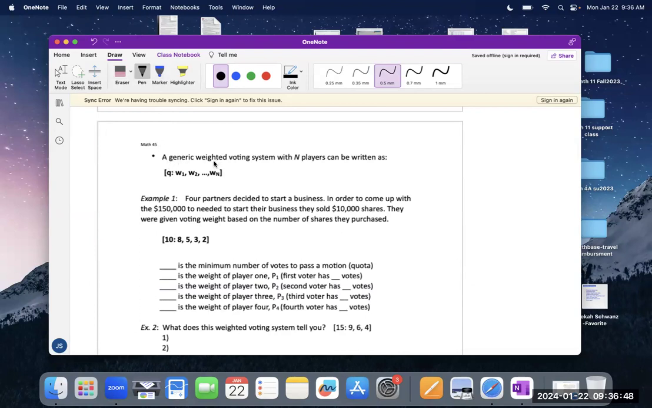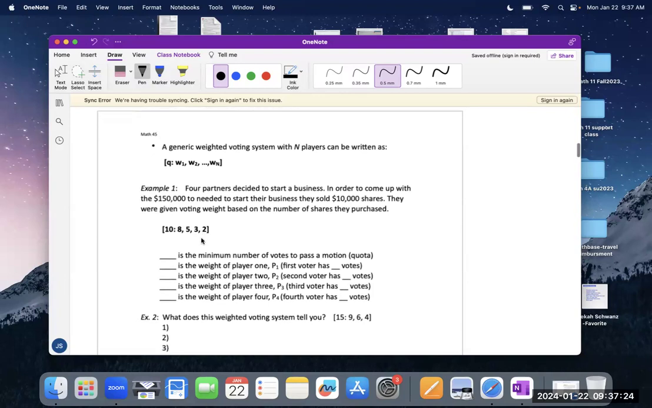A generic weighted voting system with n players can be written like this. This is the notation they like to use. They use square brackets, and the first number in the square brackets is the Q, the quota. Then they use two little dots, and then they list out the weights of each player. So it's going to look like what we see below: square bracket 10, 10, 8, 5, 3, and 2. Let me show you this with an example.